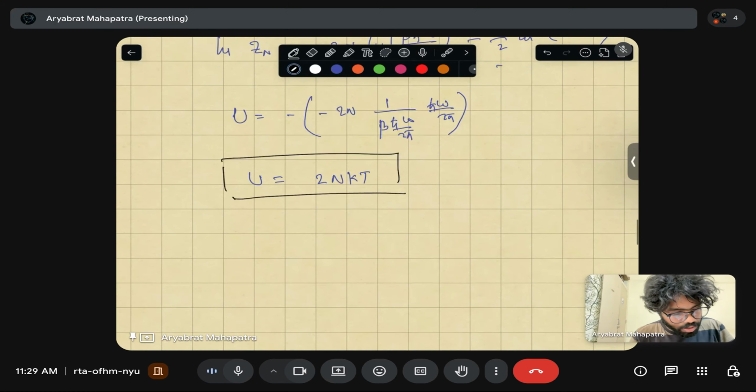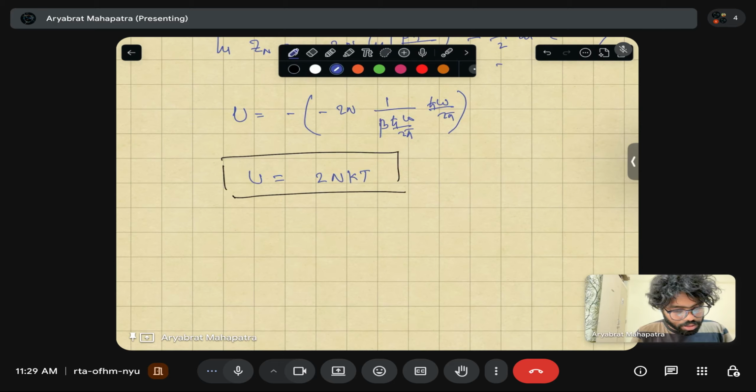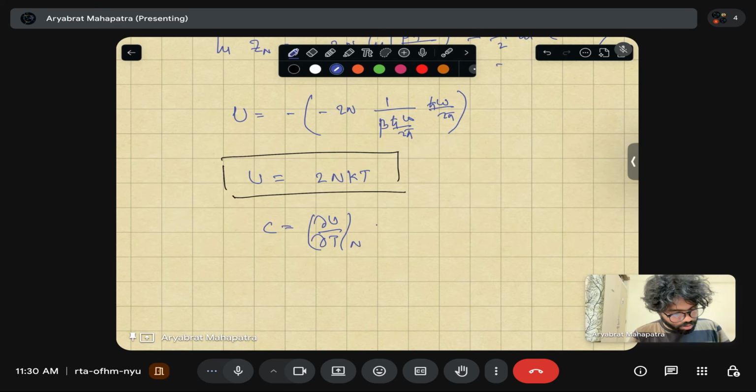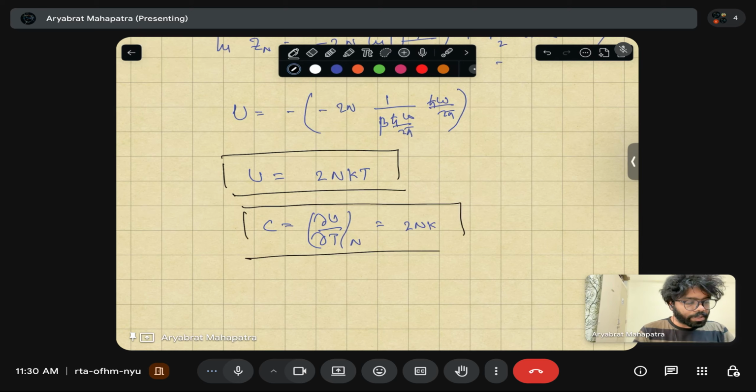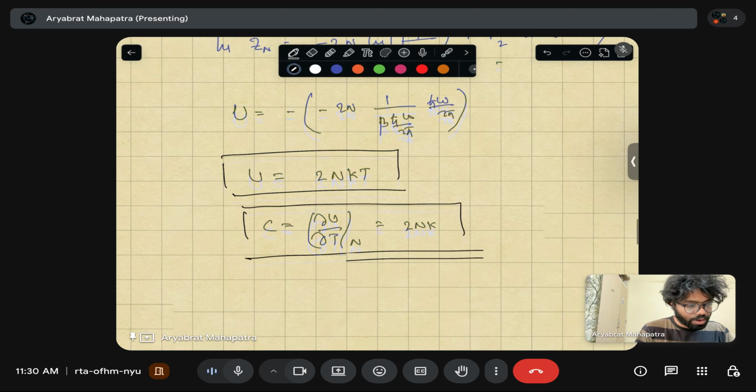Now your specific heat is simply the derivative of U at constant N. So del U over del T at constant N is 2n. Yeah, so this is what you will have.